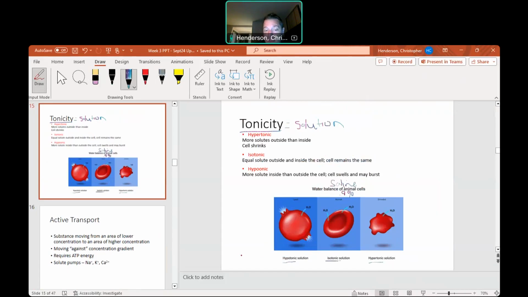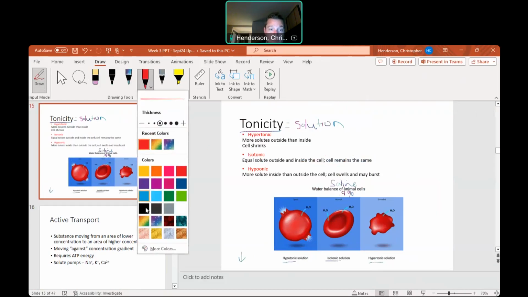So there are three types of solutions that we have. Hypotonic, what does hypo mean? Hypo means low. So let's do this example real quick. And this is not the way it works, but we're just doing an example real fast.